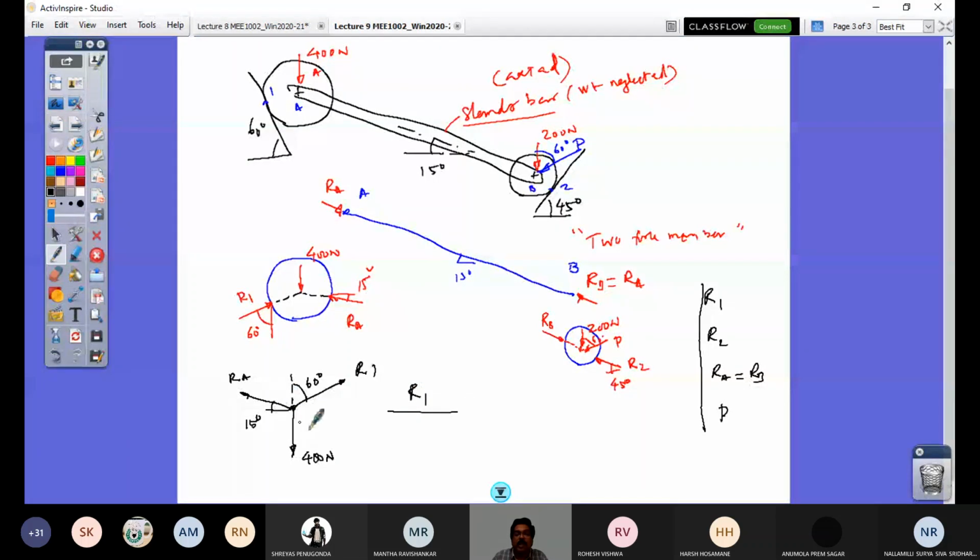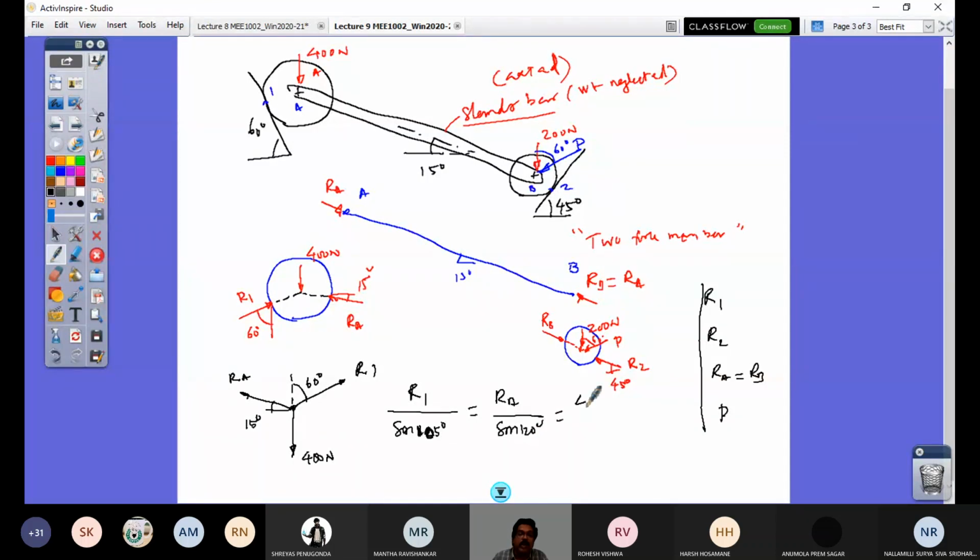R1 by sine of the angle included by the other two vectors. How much is 90 plus 15? It is 105. So R1 by sine 105 degrees equals RA by sine of the angle included by the other two vectors, R1 and this. That would be 180 minus 60, 120, so sine 120. And that equals 400 by sine of the angle included by these two.